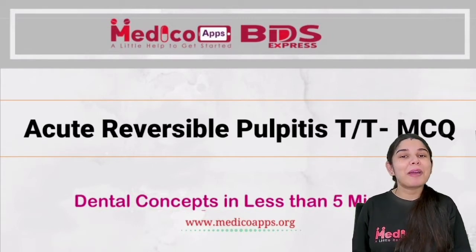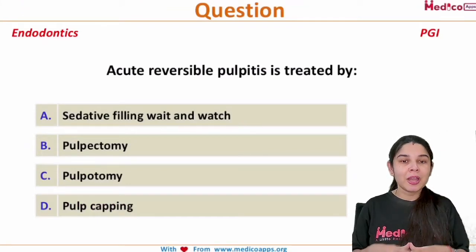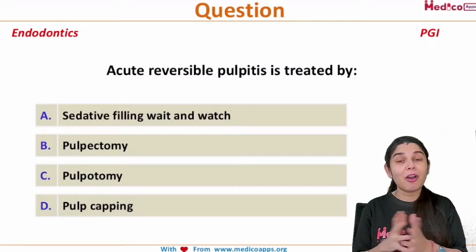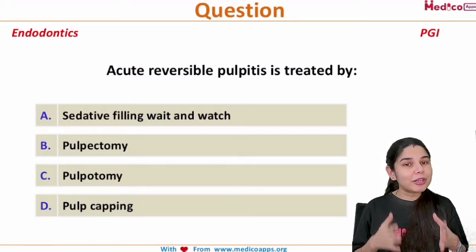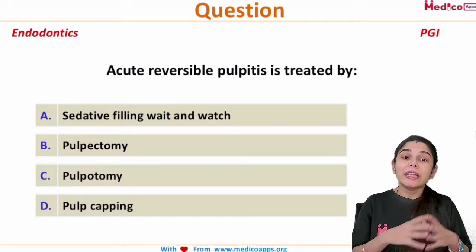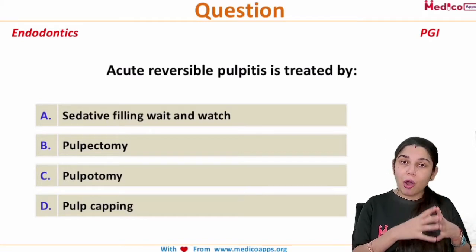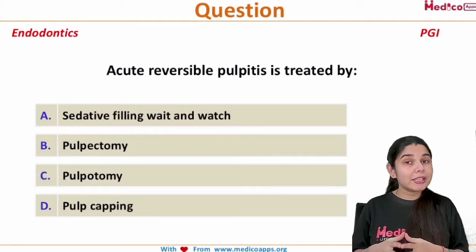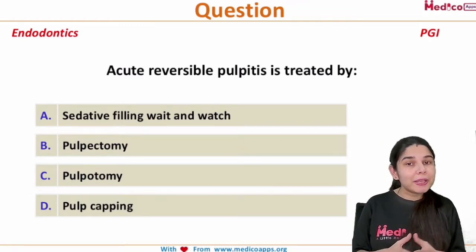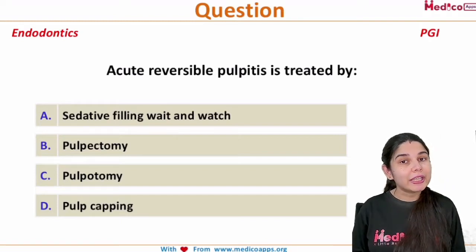So let's start by resolving the MCQ and let's see what the MCQ asked here is. The MCQ is from the endodontic department or endodontic subject. The question was asked in the PGI examination, and the question framed was that acute reversible pulpitis is treated by. Now the options are: option A, sedative filling with observation or wait and watch. Option B is pulpectomy. Option C is pulpotomy and option D is pulp capping.